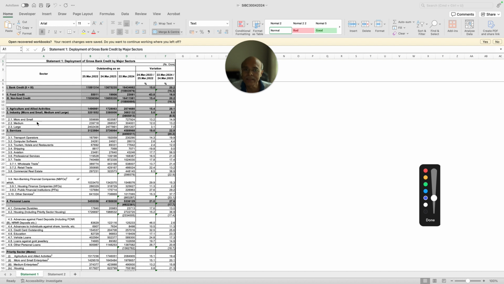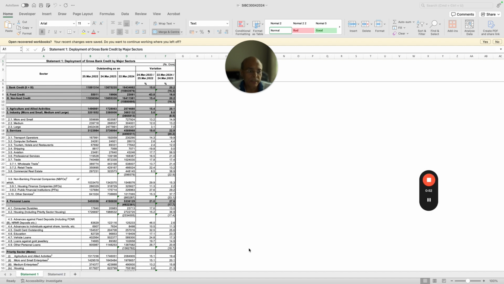So in this Excel sheet, you will find that there are two statements. One is statement 1, another is statement 2. Statement 1 captures the various credits across various dimensions, which are agriculture, services, personal loan, priority sector, etc. And then we have got statement 2.